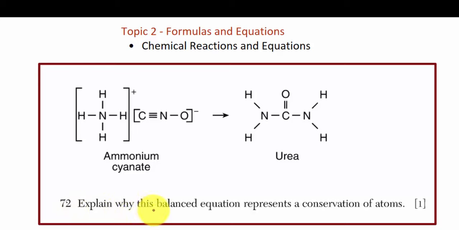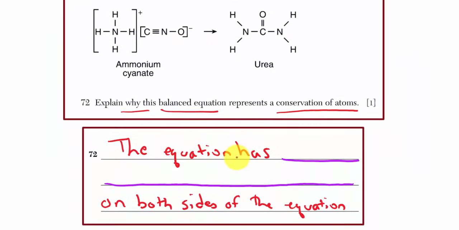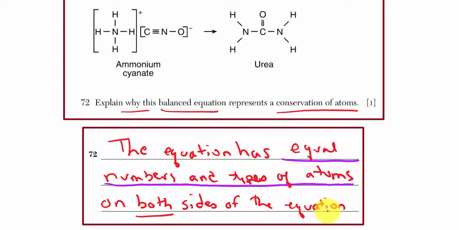And question 72, explain why this balanced equation represents a conservation of atoms. The conservation of mass is going to state that we have to make sure that our reactants and products have exactly the same types and numbers of atoms. So if this is indeed a balanced equation, and they tell us it is, all we have to state is that the equation has equal numbers and types of atoms on both sides of the equation. So that's a pretty good statement that sums it up.